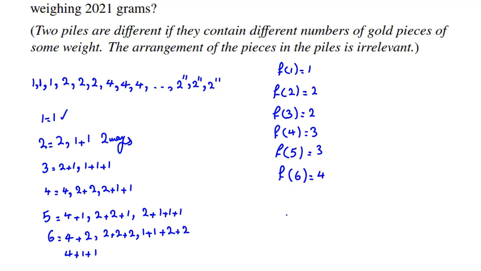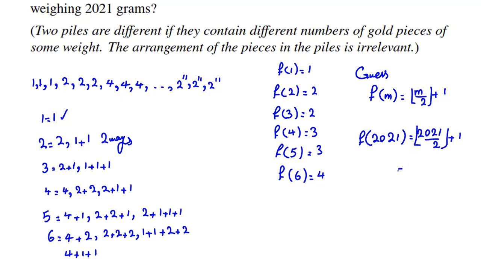Now we guess what? We guess that f of m, if m is even, it is m over 2 plus 1. Let's check. I want to see, is it this one or this one? So f of 5 is 5 over 2, 2.5, plus 1, 3. So we guess the answer is f of m equal to the floor of m over 2 plus 1. So we guess, and then we should prove. F of 2021 equals the floor of 2021 over 2 plus 1. So it will be 1010 plus 1, which is 1011.